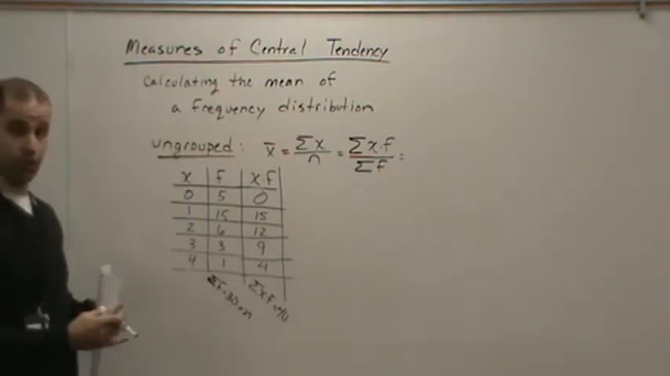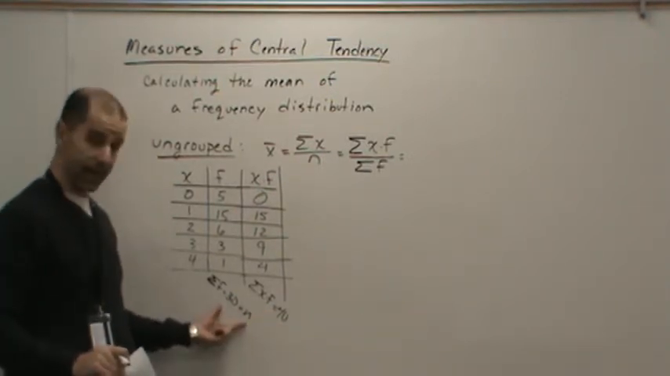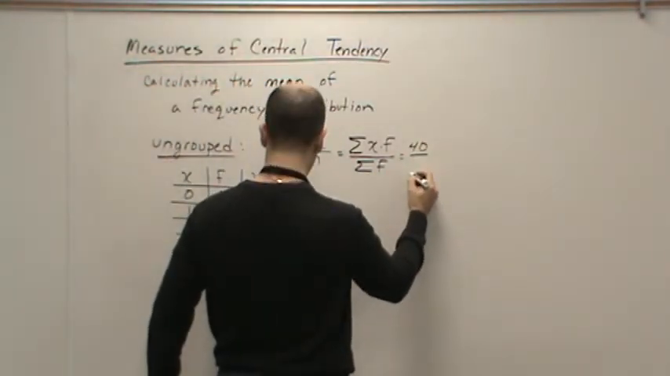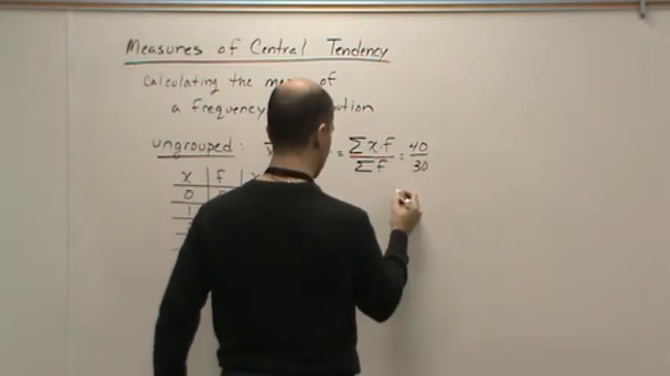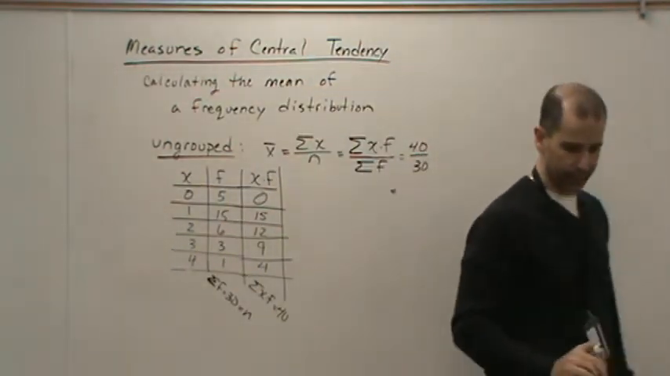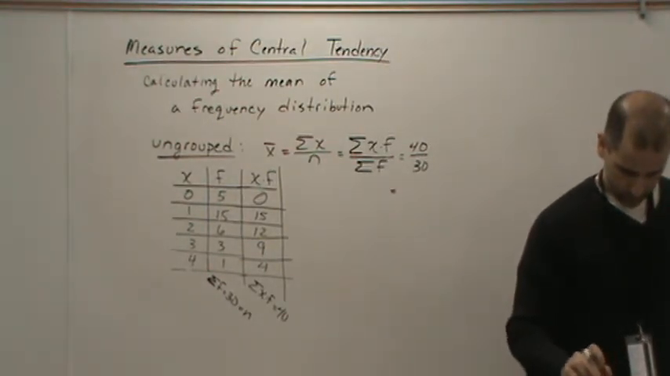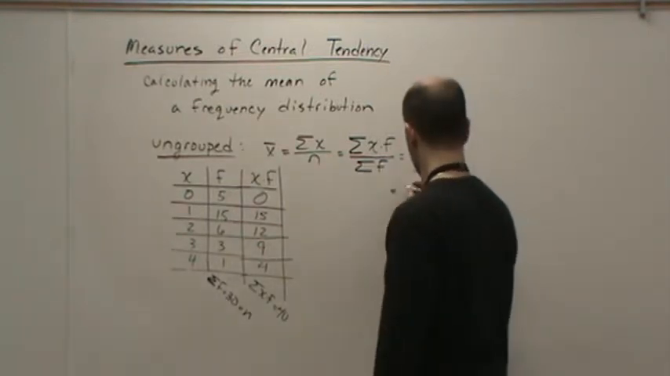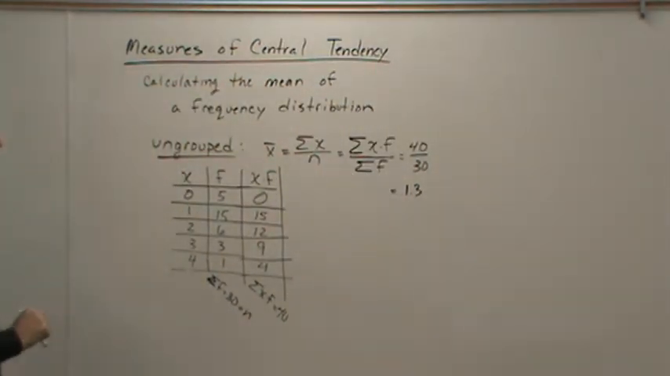So now what did I just do? Here's my numerator. Here's my denominator. So it's going to be 40 divided by 30. And so what does the average turn out to be? 1.3, if I use my rounding rules, okay? So my average is 1.3, okay?